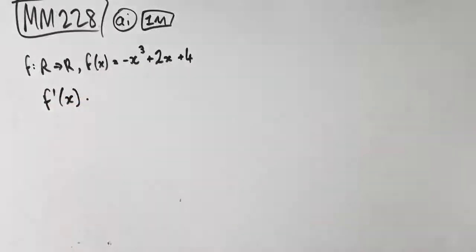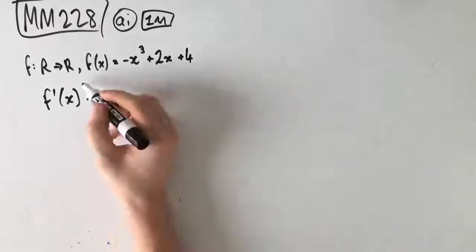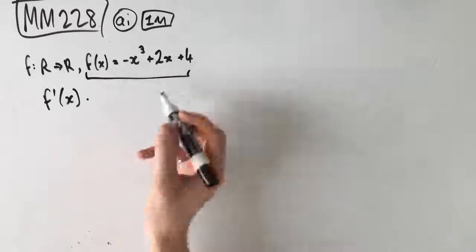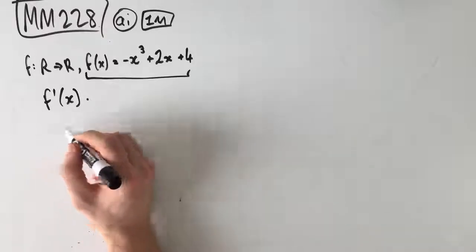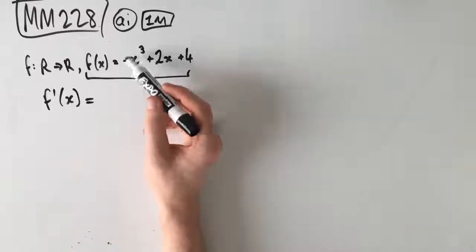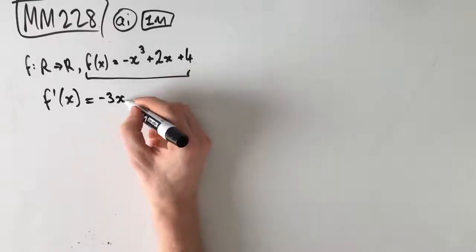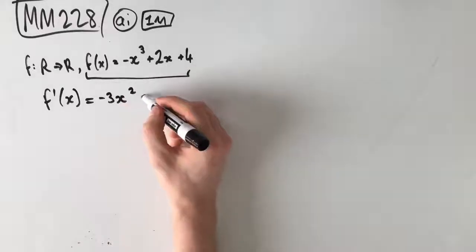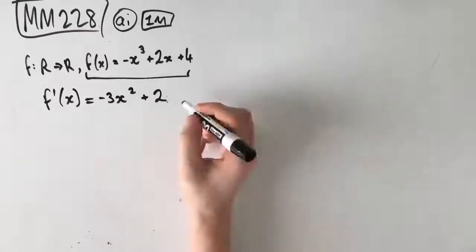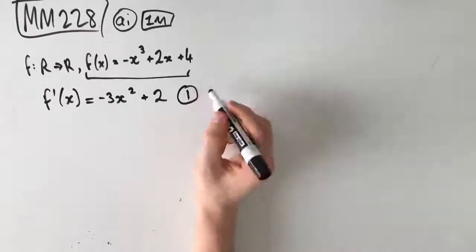So as you would know by now, f dash of x is our derivative function or our gradient function, which means all we're going to need to do is just differentiate this f of x function. So this is pretty straightforward. Let's differentiate it as normal. So this 3 comes out the front, so we get negative 3x squared plus 2, and that's it. So this is only a 1 mark question, very, very straightforward.